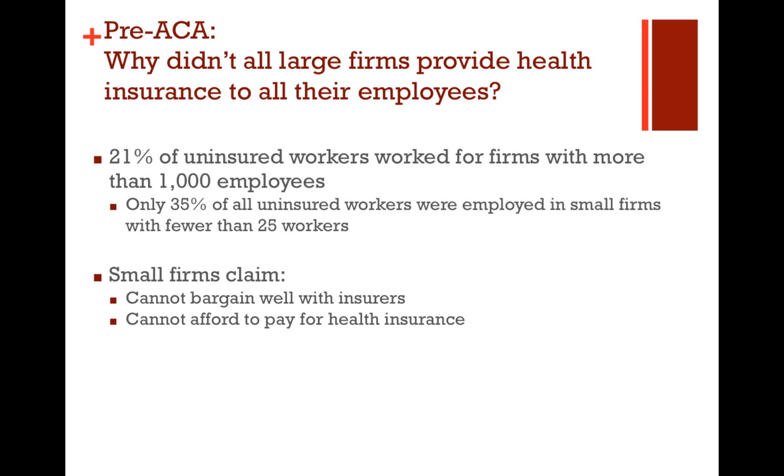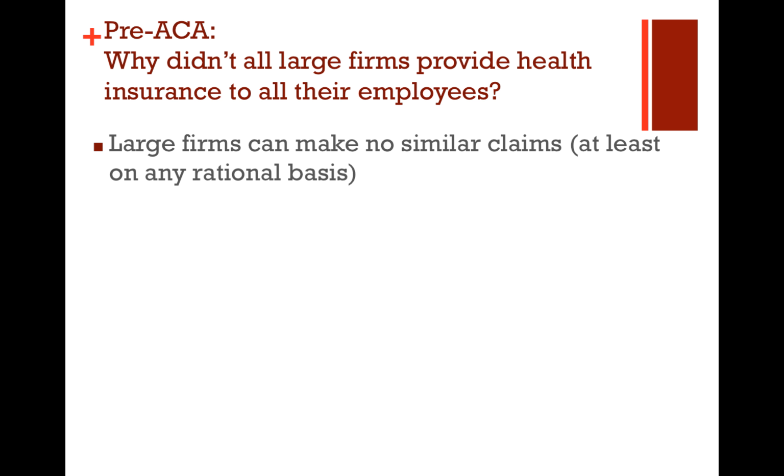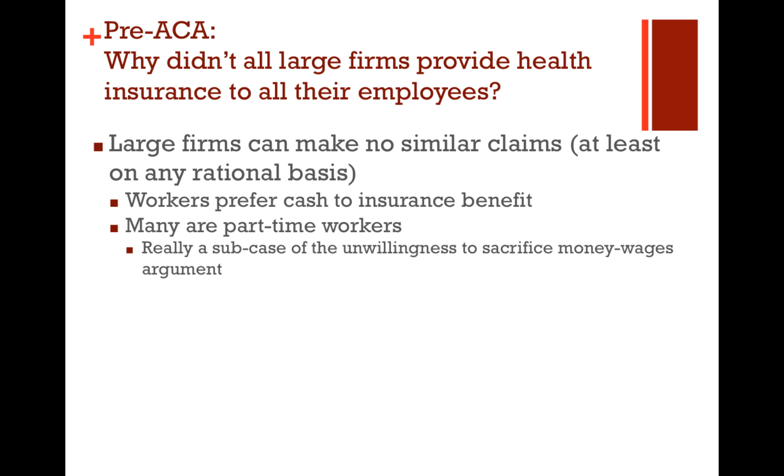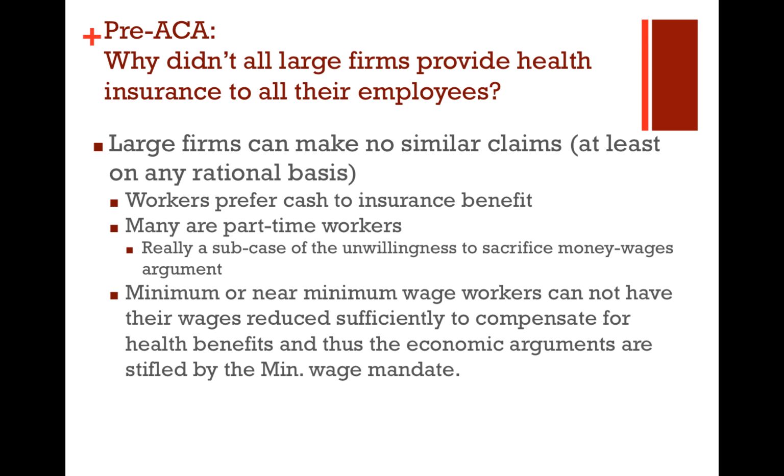Small firms claim that they can't bargain well with insurance. They can't afford to pay for health insurance. They can't lower the amount that they need to pay enough, because then they wouldn't either be able to pay their employees or be profitable. Large firms can't make that claim, at least not on a rational basis. So what they say is that workers prefer cash to the insurance benefit. Many are part-time workers, which is really a subcase of unwillingness to sacrifice the money wages argument.